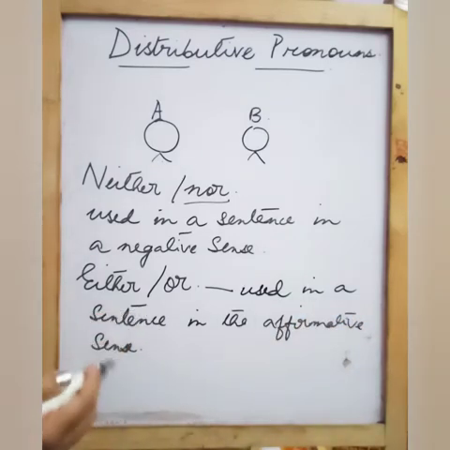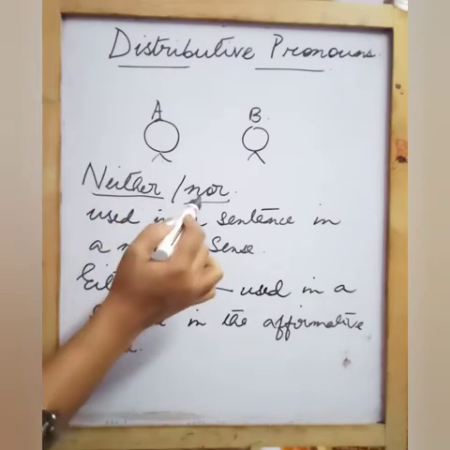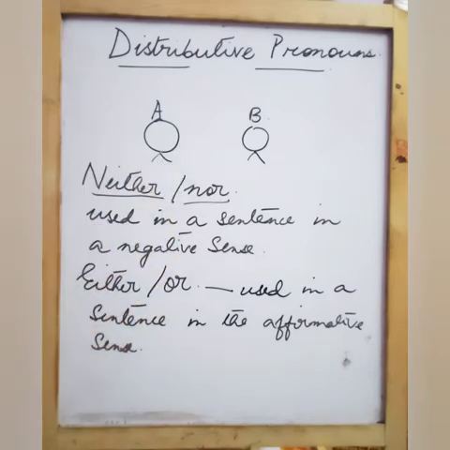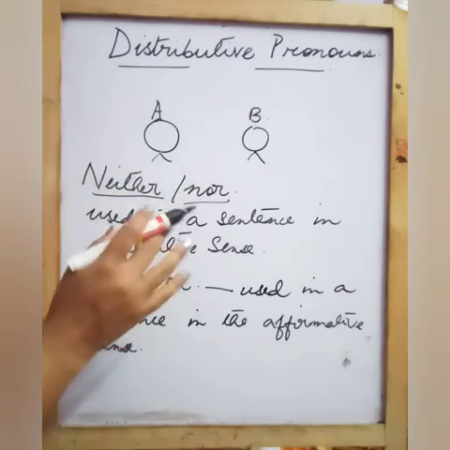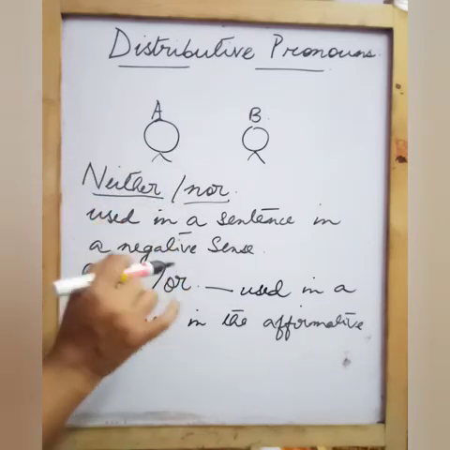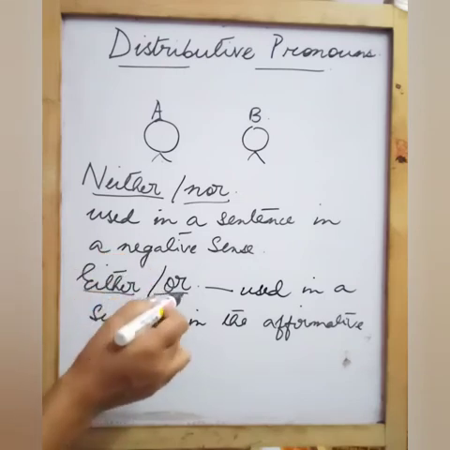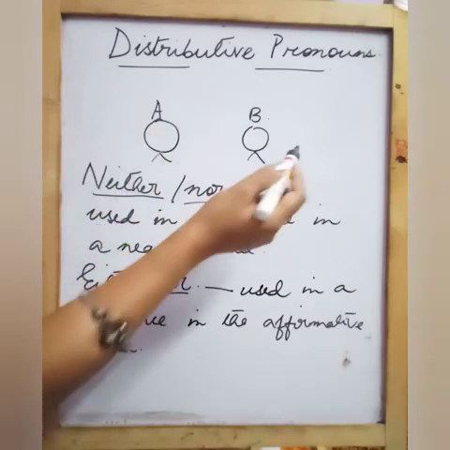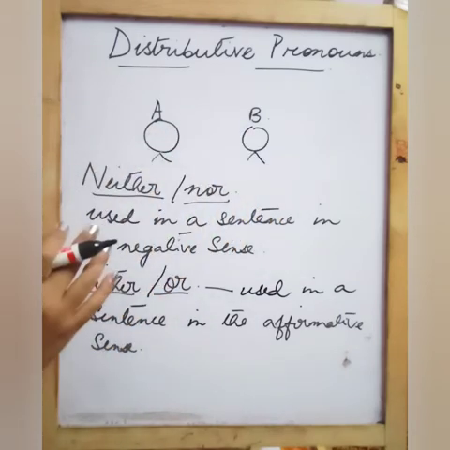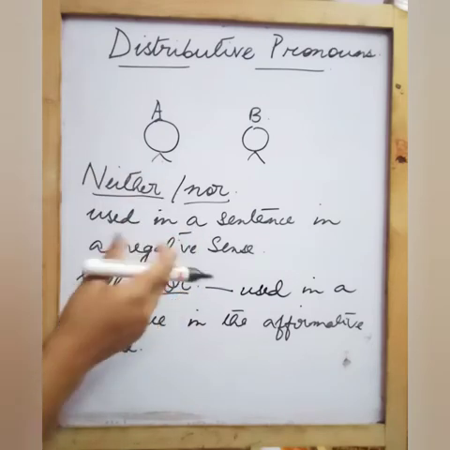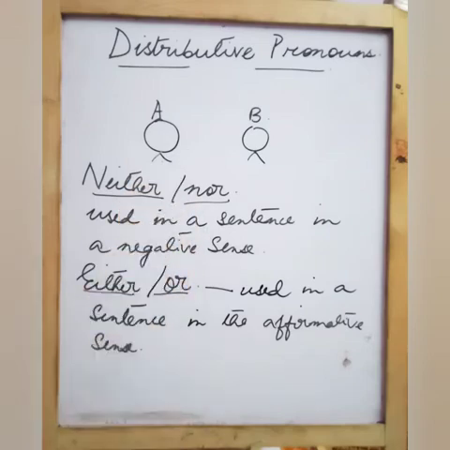See, the difference is, in case of neither, we use with it what? We use nor. Neither this nor that. You cannot use any of them. Okay, both cancelled, means it is used in a negative sense. But when we use either, we use or with it. Either or. Either you take A or you take B. Means it is affirmative in nature. You can choose at least one. But in case of neither, you cannot choose any of them. Neither this nor that. Clear?